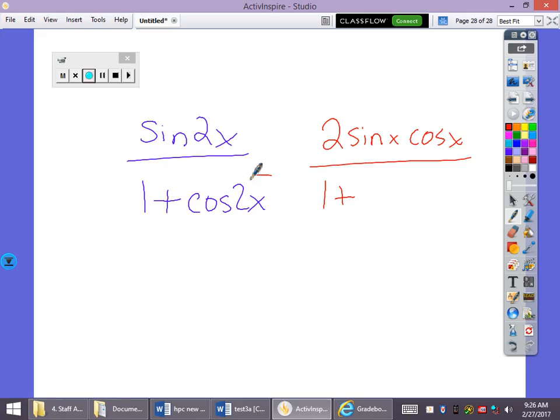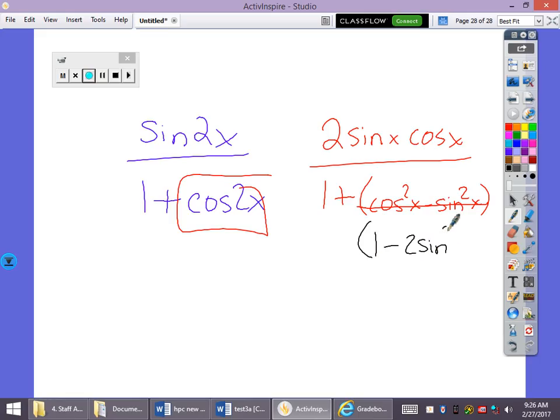This is where it gets tricky. There are 3 options for this one, right? If I do cosine squared x minus sine squared x, does that help me at all? Nope, because nothing cancels out. What if I try 1 minus 2 sine squared x? Because that's another option. It makes it more complex, right? Because 1 plus 1 is 2, and then minus a 2. So did it get me any closer? Nope. What is my third option?